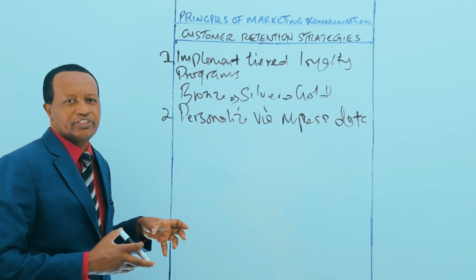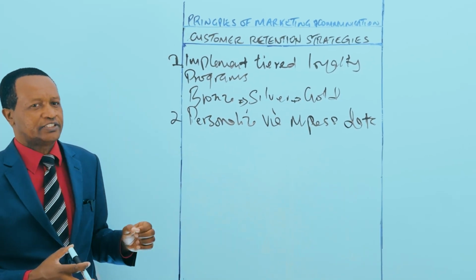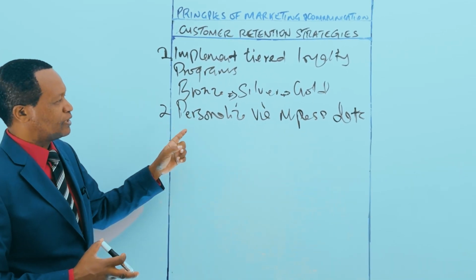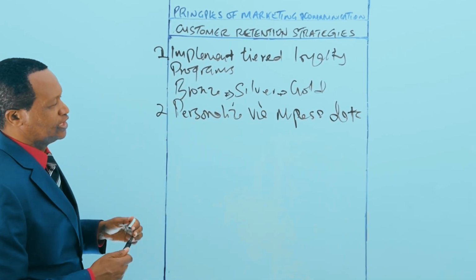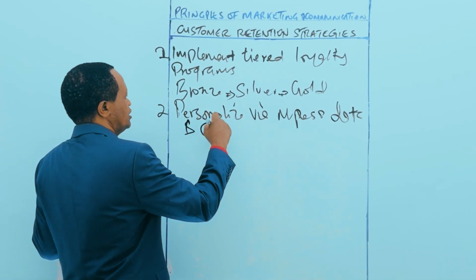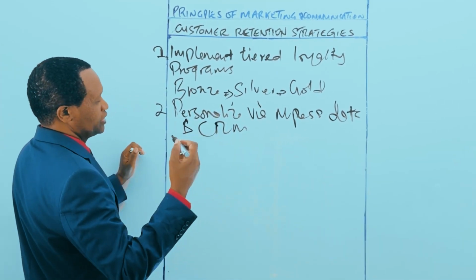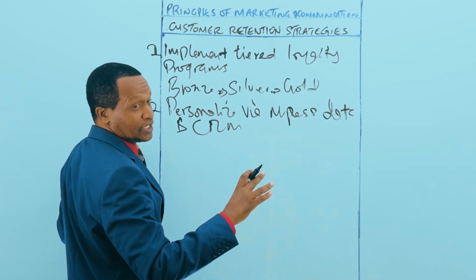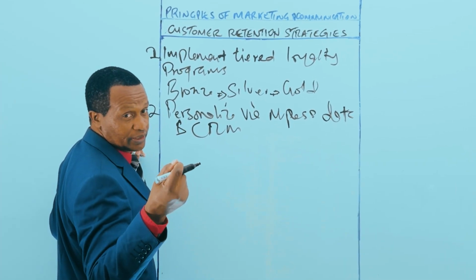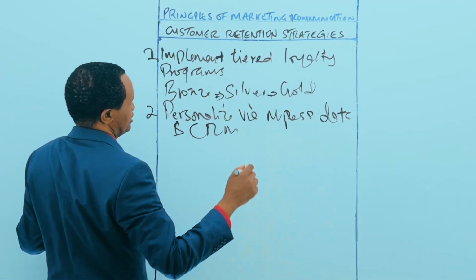Now, when you send such a message, it shows that you are paying attention to their specific needs. So that's what I mean by personalize via M-Pesa data or customer relations management. Use the past history that the customer has had with you so that you can give the customer that personal touch, the human touch. That's one way to retain customers.